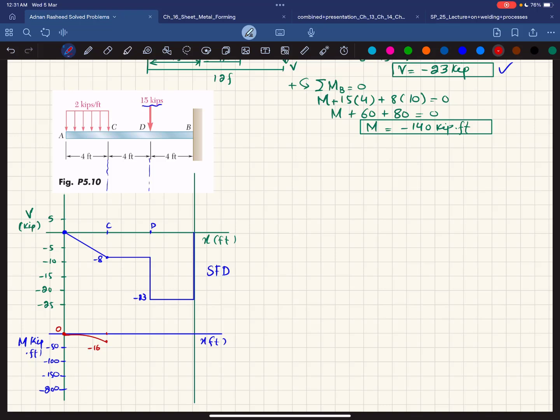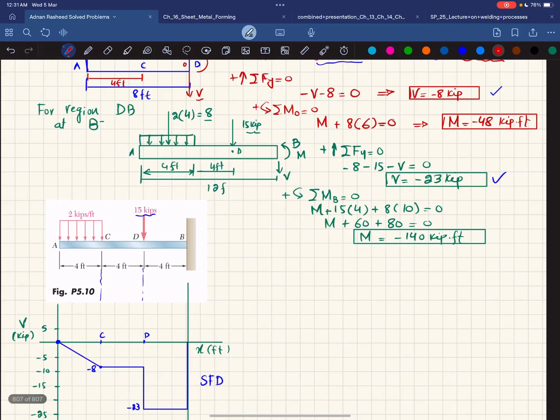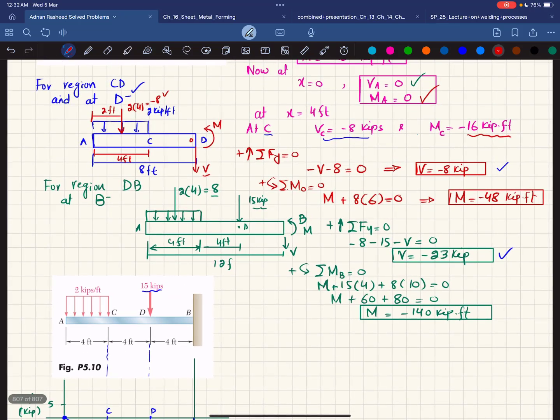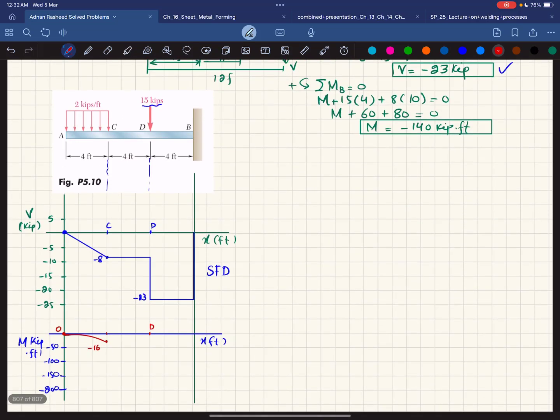Now, what is the value of moment at point D? You can see this is the value, which is minus 48 kips. So minus 48 kips will be somewhere approximately here. Now you can see shear force is a horizontal line with 0 degree, so bending moment will be a straight line joining these 2 points. And the last one is moment at point B, which is minus 140. So minus 140 will be somewhere here.